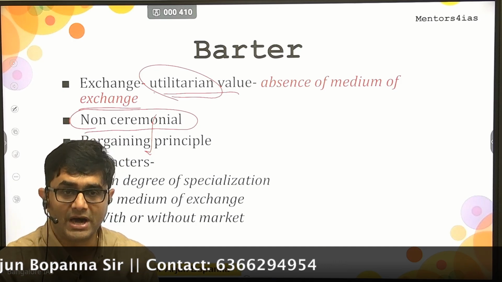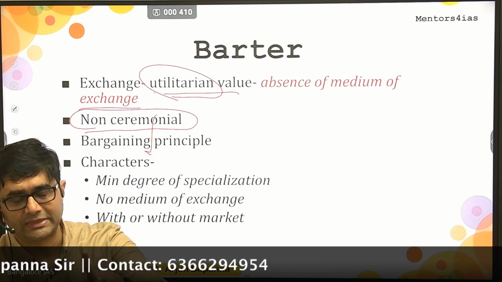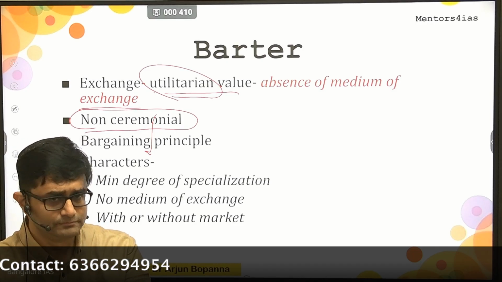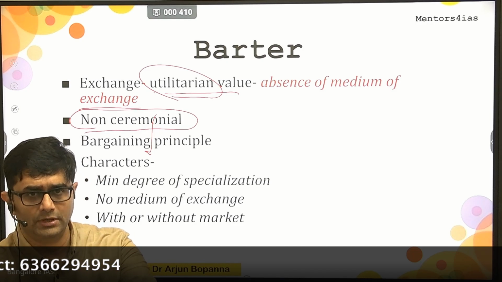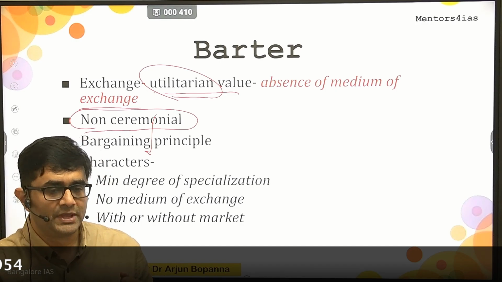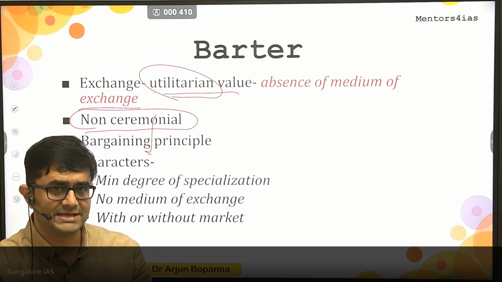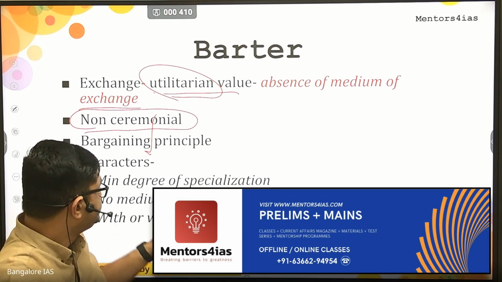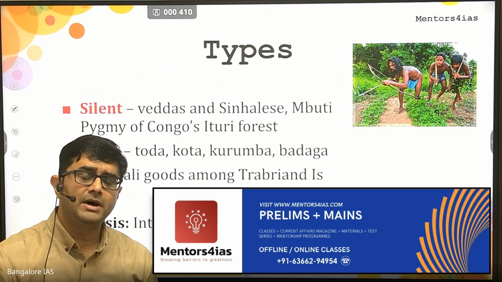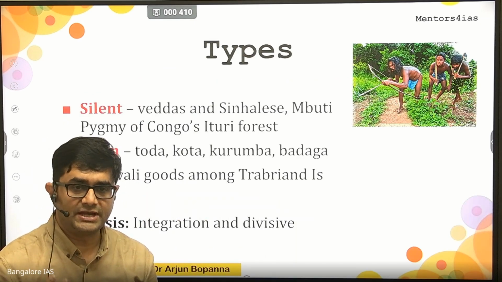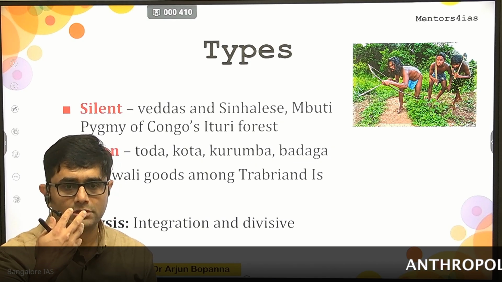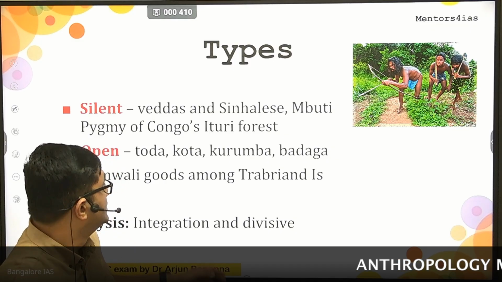Whereas over here, in barter, I exchange with you without money. For example, you give me tomatoes, I give you, let's say, some tool that I produce, if I'm a tool maker. So that is barter. Now there are two types of barter. One is silent barter, the other is open barter. Silent barter means the barter that happens between two individuals without verbal communication.